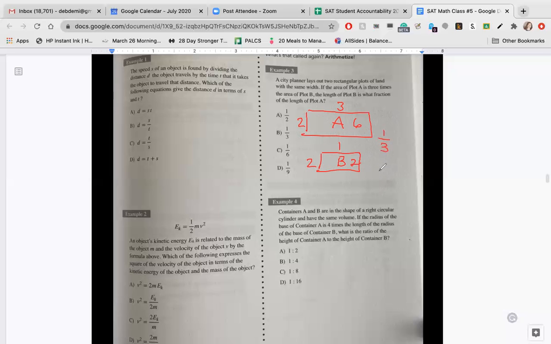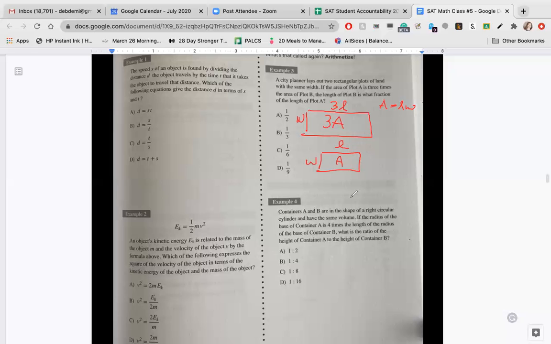I did it with algebra. If you do algebra, I made this one 3a and this one a. And we know that area equals length times width. So if the widths are the same, then this is length, and this one has to get the 3a, so it's going to have to be 3 times the length. So yeah, this one's 1/3. It's actually not that hard. You just have to think about it a little bit.